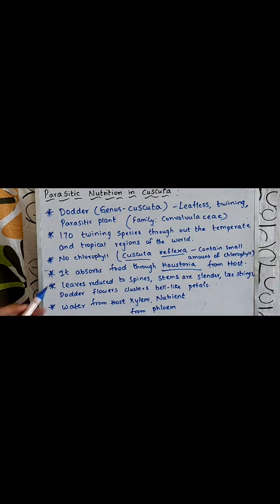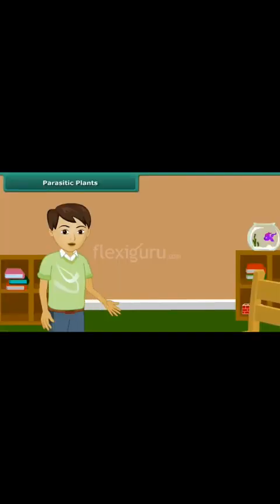Here the leaves are reduced to spines, and the stems are slender, string-like structures. Many dodder flowers are present, with clusters of white bell-like petals. Generally, after attacking the host plant, this Cuscuta will take up water from the host xylem and nutrients from the phloem.